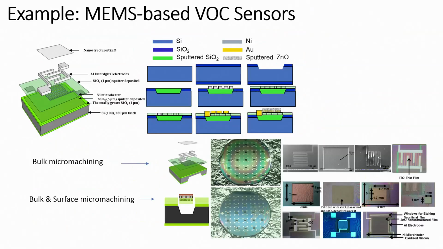When you see this you will be able to see a structure similar to the one shown in the figure here. Here we have used indium tin oxide, right. Now, in this module, what have we learned? We have learned how to use bulk micromachining to create a sensor that can be used for sensing VOCs.